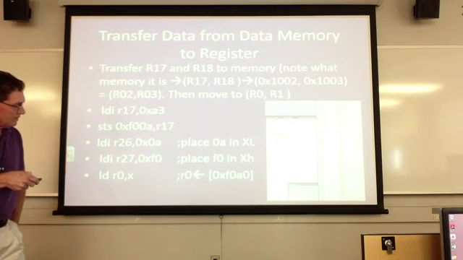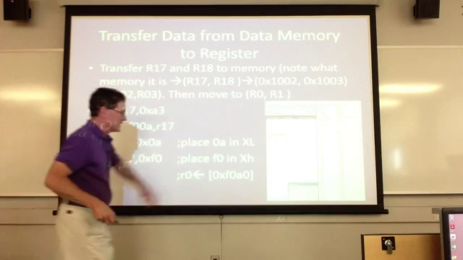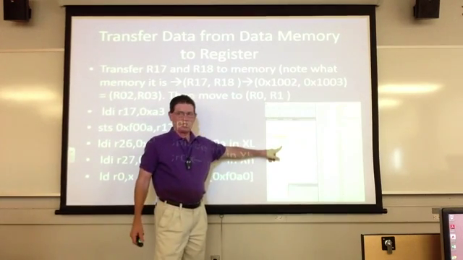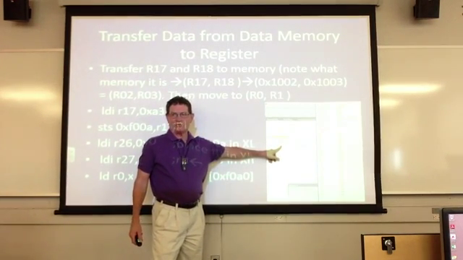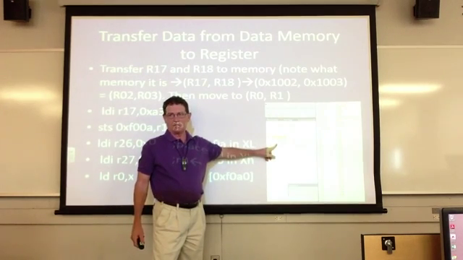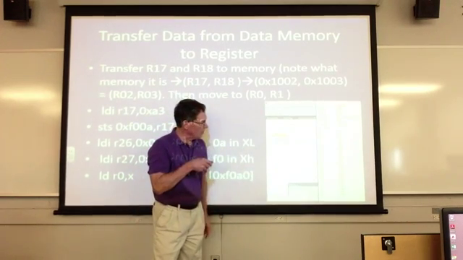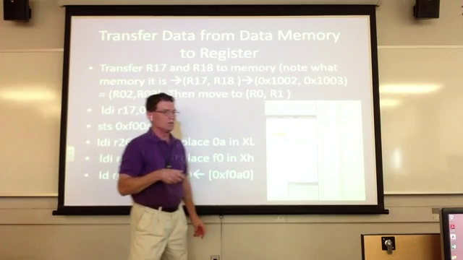Then I'm going to take that contents, this is the contents. So this is like an indirect addressing. It takes the contents of the X register and loads that into, in this case, R0. And that's where you'll see the R0 now has the A3 sitting in it. Okay?